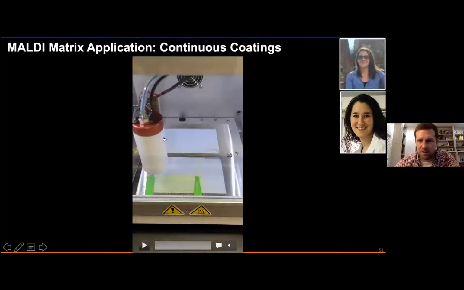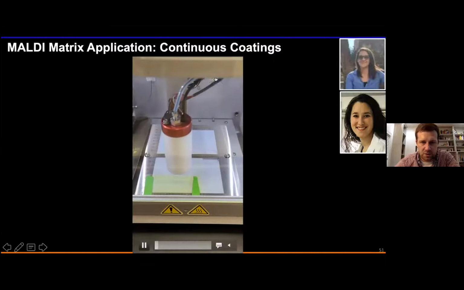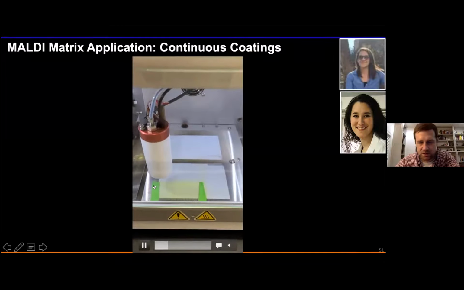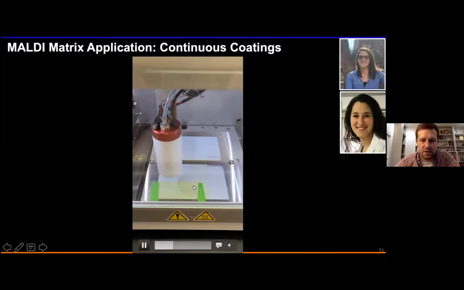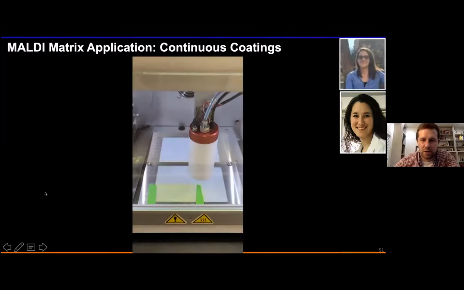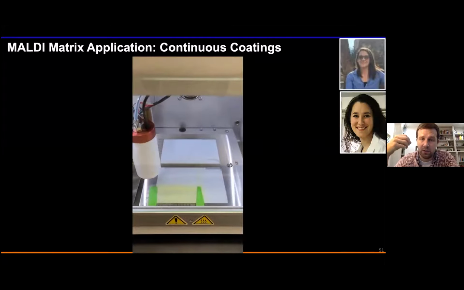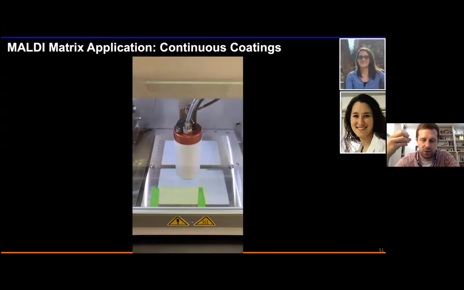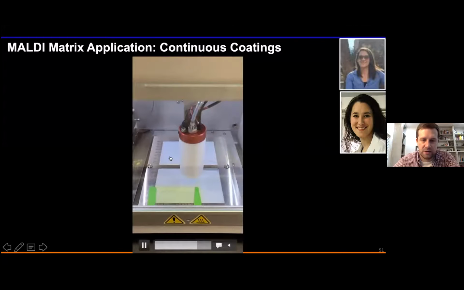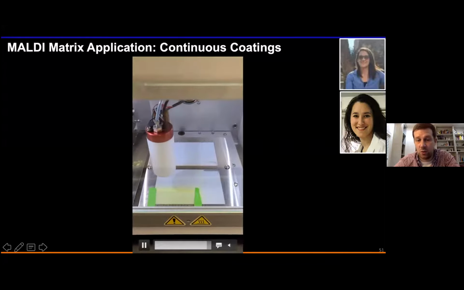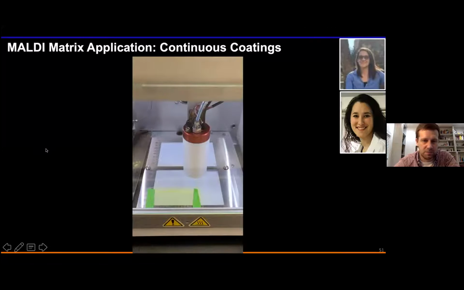So I'll show an example of this robotic sprayer here. This is Chelsea and Julia again. You'll see that the matrix solution is passed through this nebulizing head that's moving back and forth across the tissue, across the microscope slide with the tissue on it. And you can see this yellow matrix that's being sprayed onto the tissue surface. Since this is a sprayed solution, it's a little bit wetter, so we tend to get a little bit better extraction of the analyte into the tissue. But again, we have to be careful not to have it so wet that we actually induce delocalization.